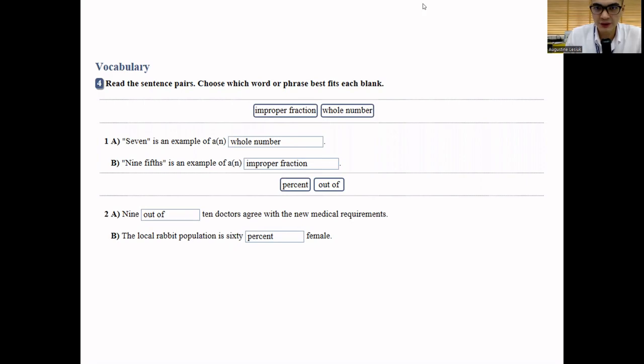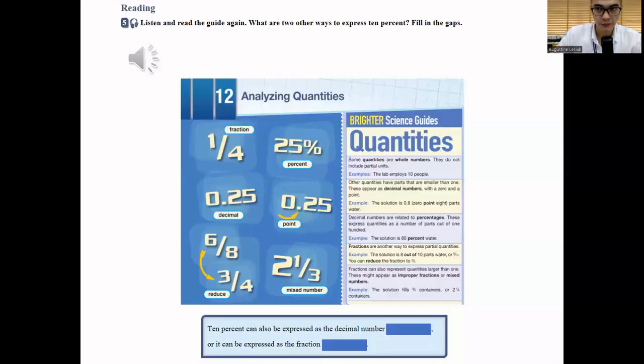Moving on to the next segment. For the first listening segment of this unit, I want you to listen to the audio clip of the passage we've been using for our warm-up. After you listen to the audio clip, I want you to fill in the blanks of the incomplete sentence down here in the bottom. So we have 10% can also be expressed as the decimal number blank, or it can be expressed as the fraction blank. So listen to the audio clip, pause the video, fill in the blanks yourselves, and once you're done, resume the video and we will go through the answers together.